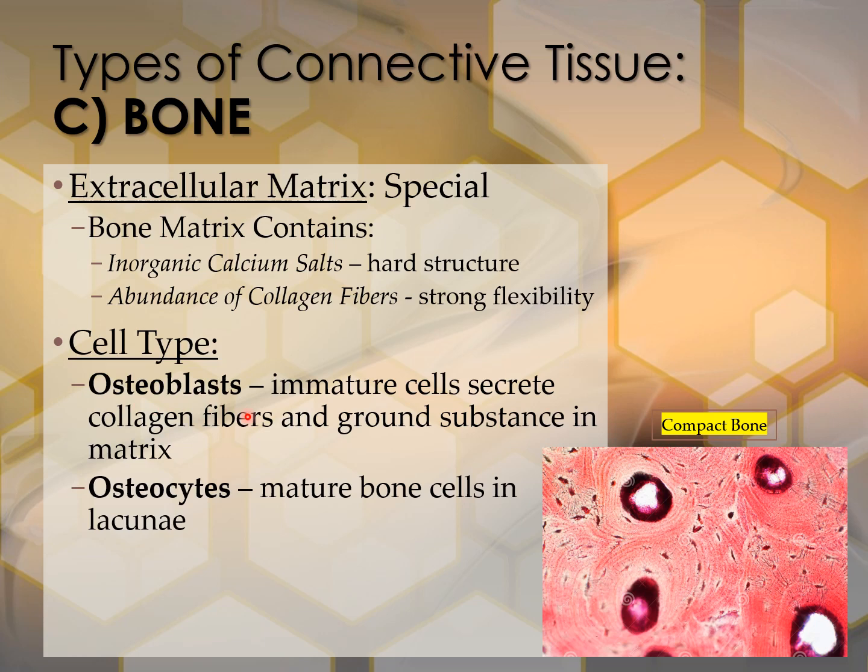Okay, so osteoblasts are going to be producing all that extracellular matrix, and very similarly to cartilage, because that extracellular matrix is firm, once it produces all that extracellular matrix, it gets stuck in a bubble. So same way as cartilage. And then it becomes an osteocyte. Okay, so it's a mature bone cell sitting in that lacunae.